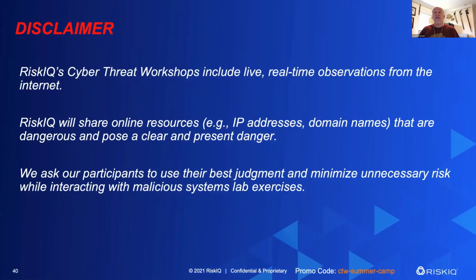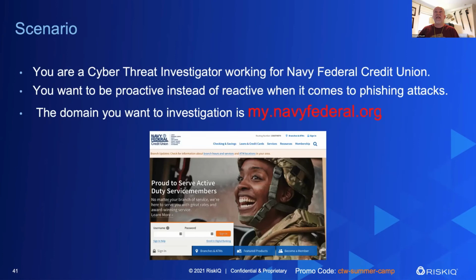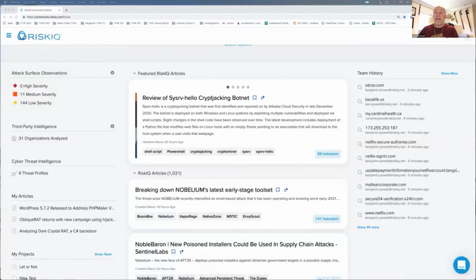So remember, don't go to these places directly because they are bad and you could potentially get malware put on your machine or something. And we don't want that to happen. So use the tools to be able to go out there and grab this data. The domain that we're going to look at is mynavyfederal.org. Okay. So I'm just going to copy this, and it's a real site.